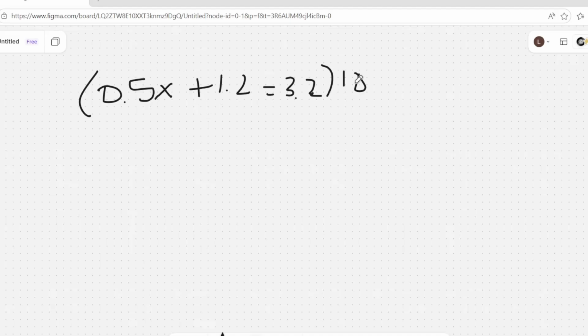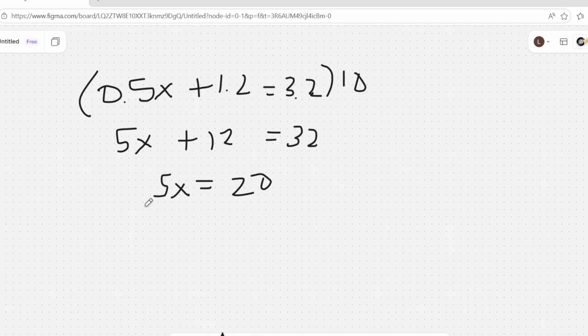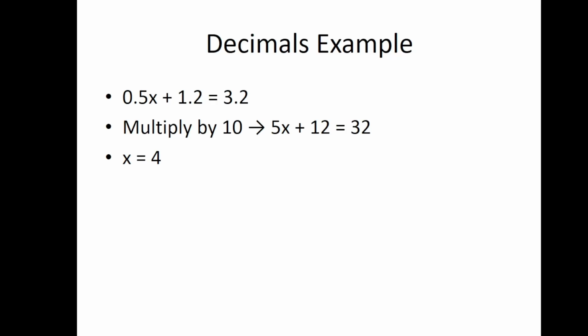So 0.5 multiplied by 10 will be equal to 5. And retaining the x, plus 1.2 times 10, the decimal will move to the right, so it will become 12, and equal to 3.2. The decimal will move to the right as well, so it will equate to 32. And then we're going to solve this. 5x is equal to 32 minus 12, which is 20. So divide both sides by 5. Our answer, x is equal to 4, just like here in this sample.